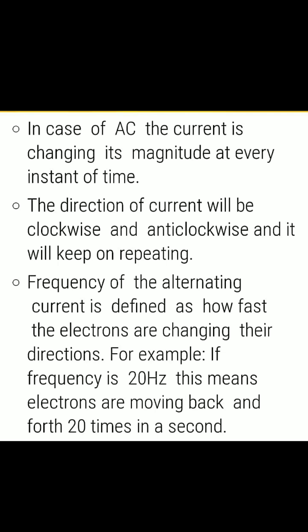Frequency of alternating current is defined. Frequency means the number of oscillations per second. In terms of electricity, it is how fast the electrons change their direction. That means after a certain time it will reverse its direction. So how fast they change their direction is called the frequency. For example, if the frequency is 20 hertz, that means the electrons move back and forth, changing direction 20 times in a second.